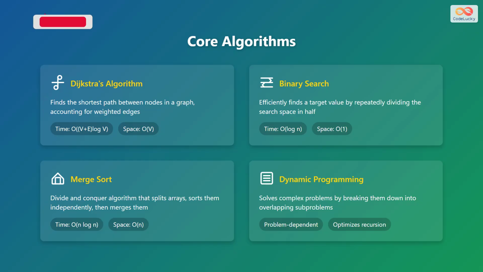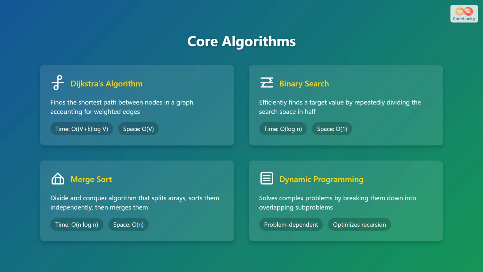Here are some of the core algorithms used in this project. First, Dijkstra's algorithm, which finds the shortest path between nodes in a graph, accounting for weighted edges. The time complexity is O((V + E) log V). Space complexity is O(V). Second, binary search, which efficiently finds a target value by repeatedly dividing the search space in half. The time complexity is O(log n).